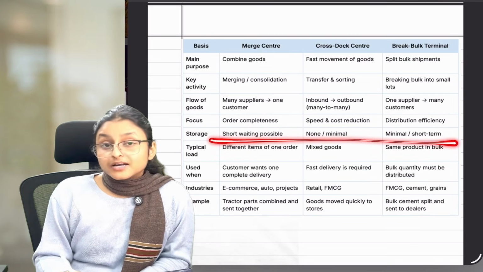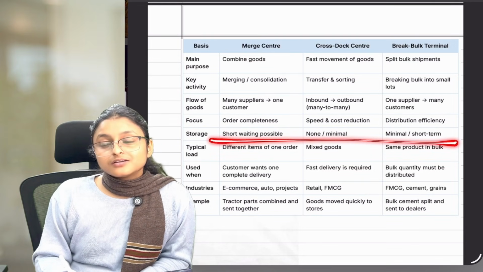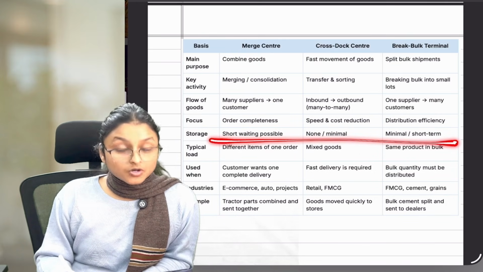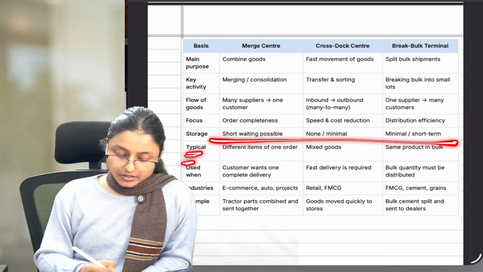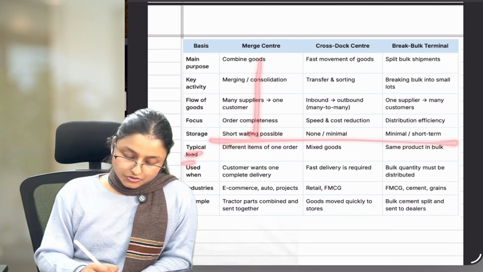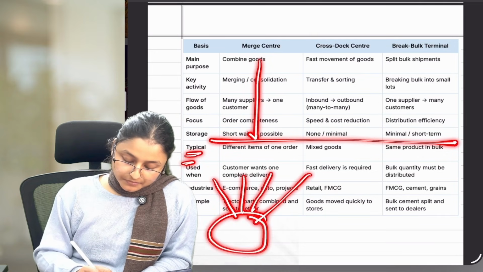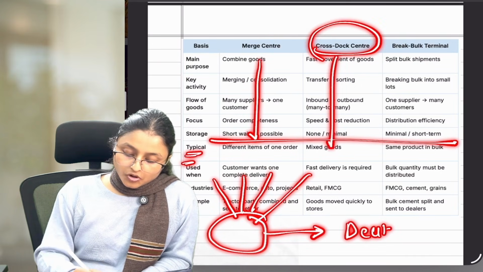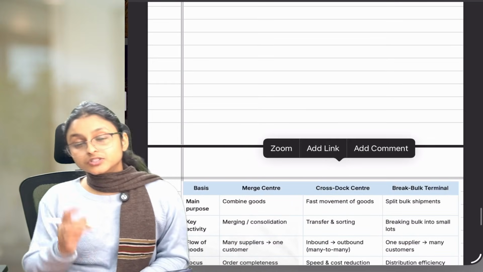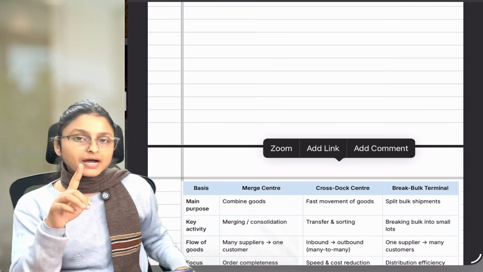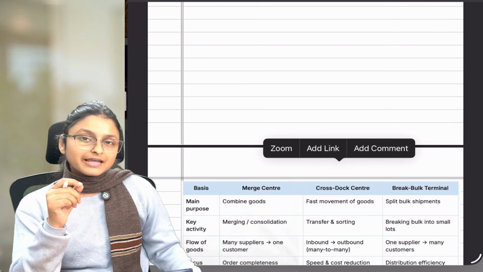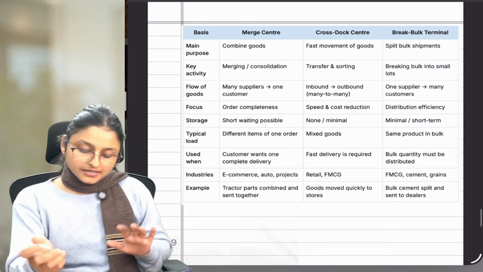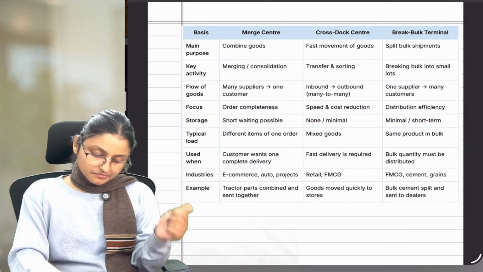So all of them are not warehouses, they are just terminals which are transferring goods from one place to another and not storing it for longer period of time. Typical load, different items of one order. So different items will come and will be completed in one order and provided to one dealer. And in cross dock also we have mixed quantities of goods as we have seen in Walmart's case, that we have kurkure, lace, calculator. So different types of mixed goods are there. Break bulk, same product is there in bulk.